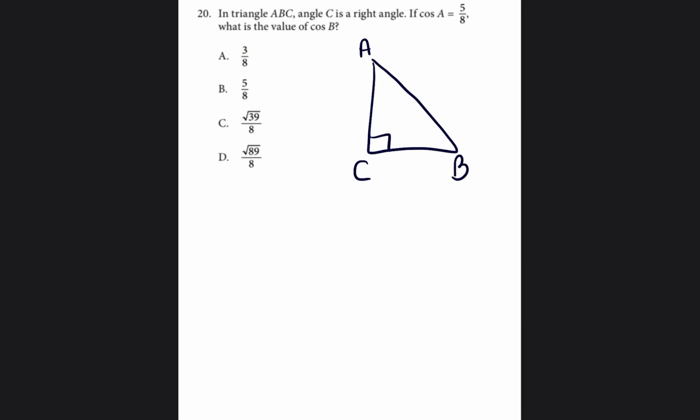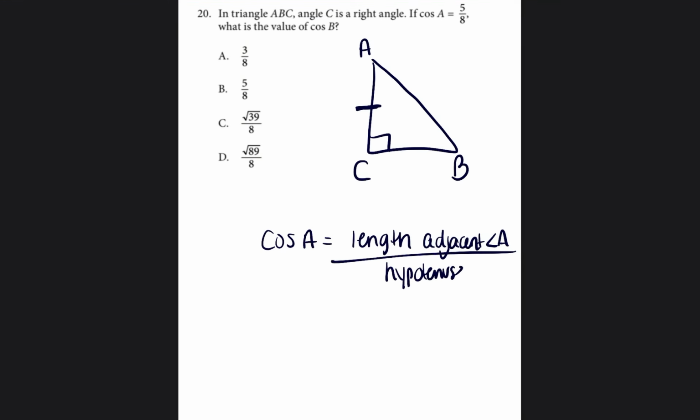Okay, so when we're finding the cosine of A, you should write this down in your notes. You take the length of the side that's adjacent to angle A, so it would be this side, and you put it over the hypotenuse. Okay, so if you have 5/8, that means 5 is the length of the side that's adjacent to A, so 5 would be this side, and the hypotenuse would be 8.